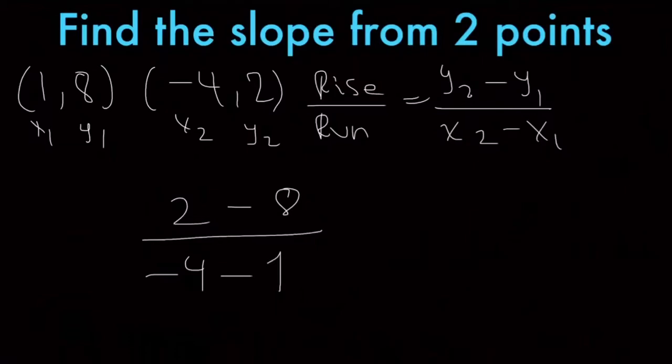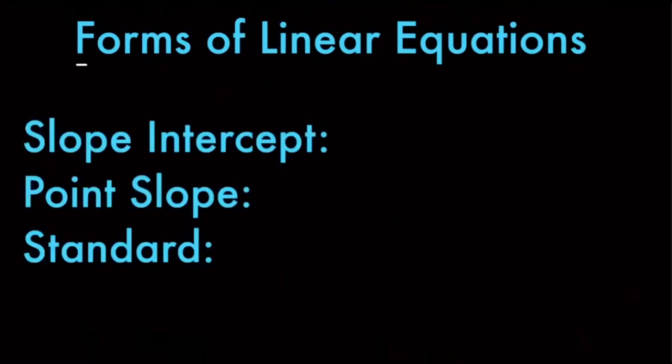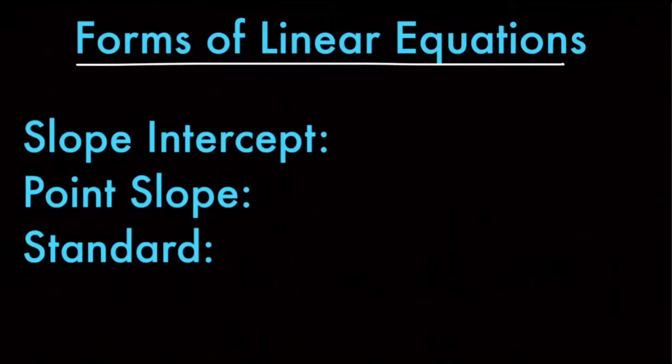So this is equal to -6 over -5, making 6 over 5 the slope. And now let's quickly discuss the forms of linear equations. This is honestly really good to know when they ask you certain questions where you need to find certain things on a linear equation. So it's good to manipulate the equation to these three forms to find certain things. So we will discuss them now.